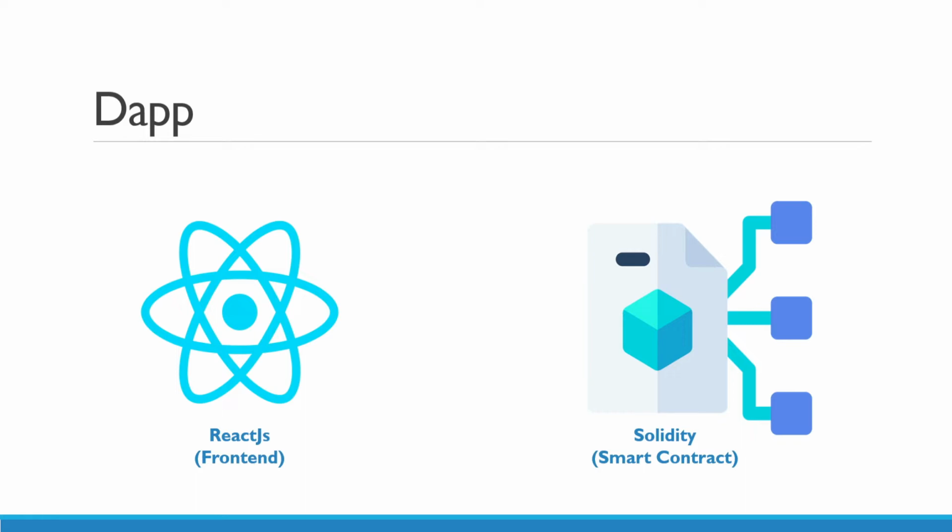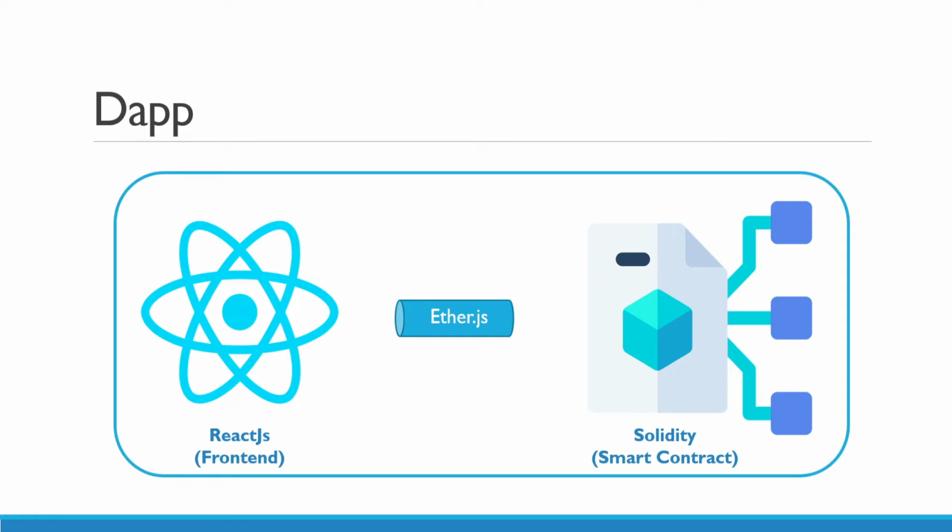How are they going to communicate with each other? Because this is something belonging to the real world, and this is something belonging to the blockchain world. So we need a medium, right? We need a bridge so that these two different technologies can communicate with each other. And for that, we are going to use the Ether.js library. This Ether.js library will help these two different worlds connect with each other, and this way, we are going to create our decentralized application.